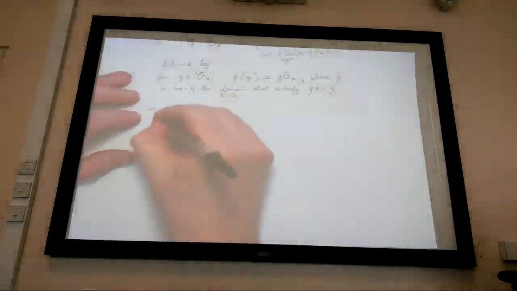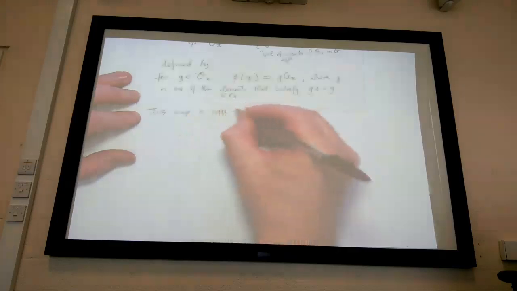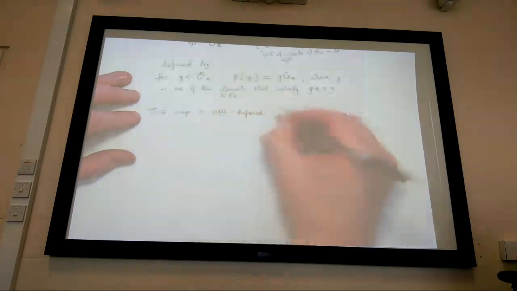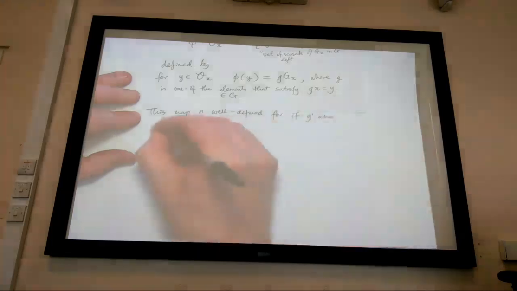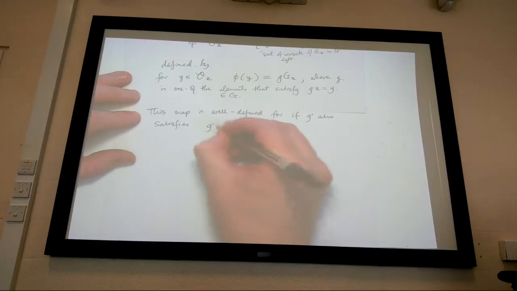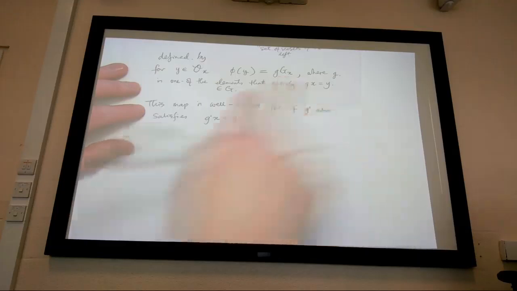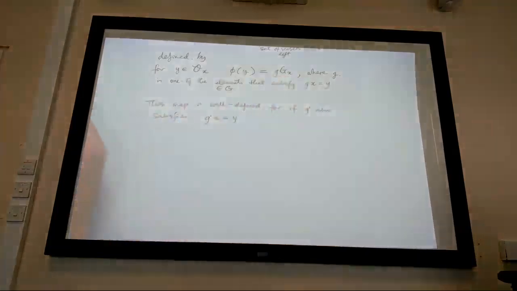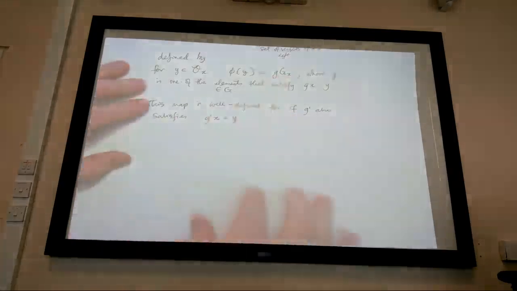So this map is well defined. For if g prime also satisfies g prime x equals y, then, okay, we're gonna have to prove that the left coset corresponding to g prime is the same as this one.